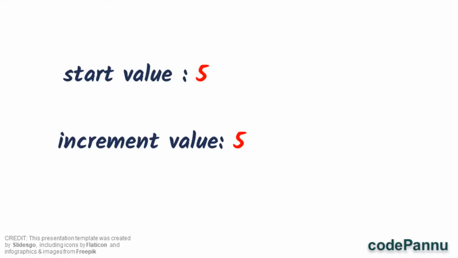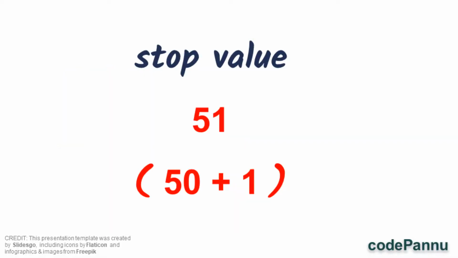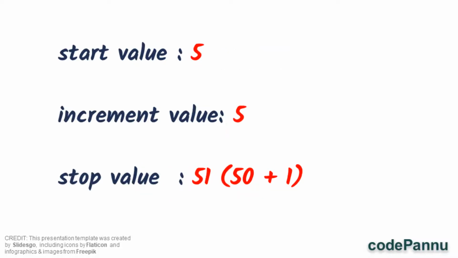Next, what is the stop value in this range? It is 50. But we also want 50 to be included in the output. So we will change the stop value to 51. We'll increase it so that 50 is below 51, is less than 51 and it will be included in the output. So we have the start value as 5, stop value as 51 and increment value as 5. So easy peasy. Can you write the code for this?